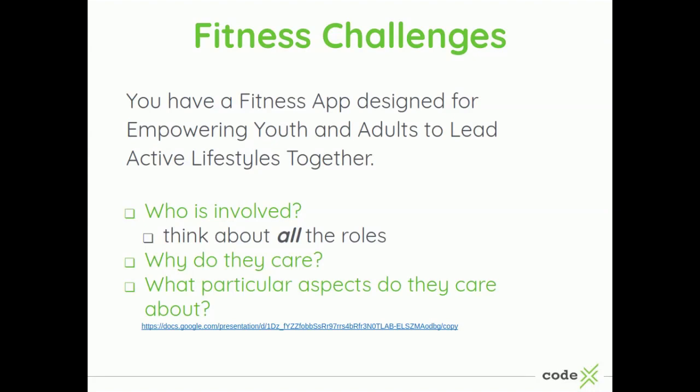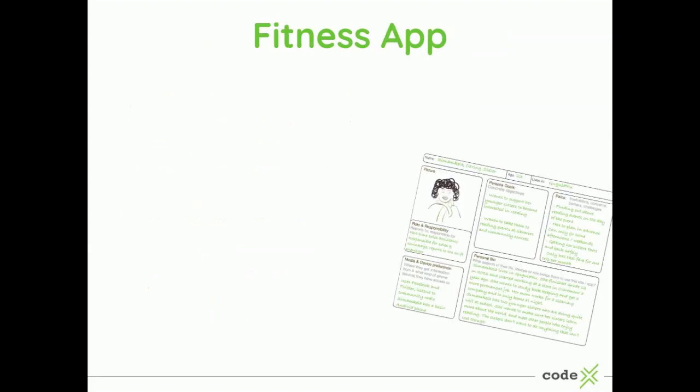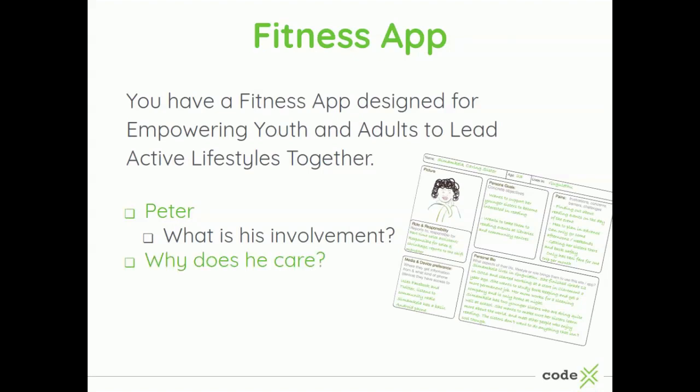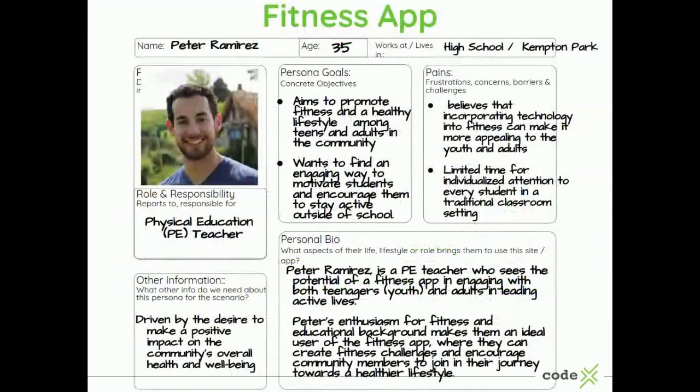You can imagine that with different roles or people using the application, they all expect a different outcome when making use of it. So let's say, for example, we have Peter. We need to think about what his involvement is. Why does he care about this application so much? And what particular aspects does he care about regarding the application?